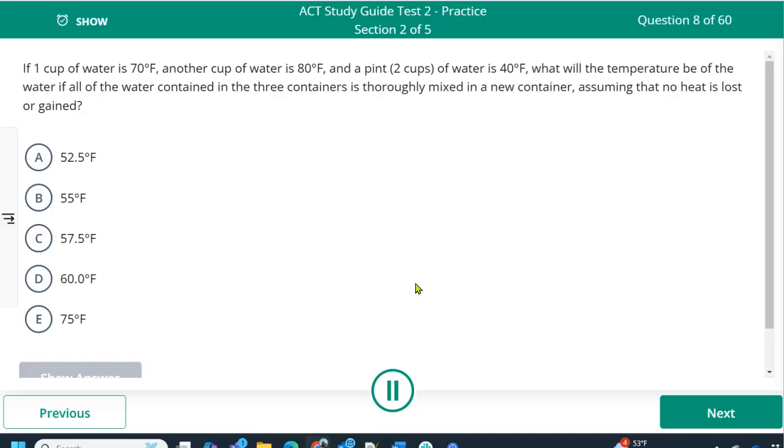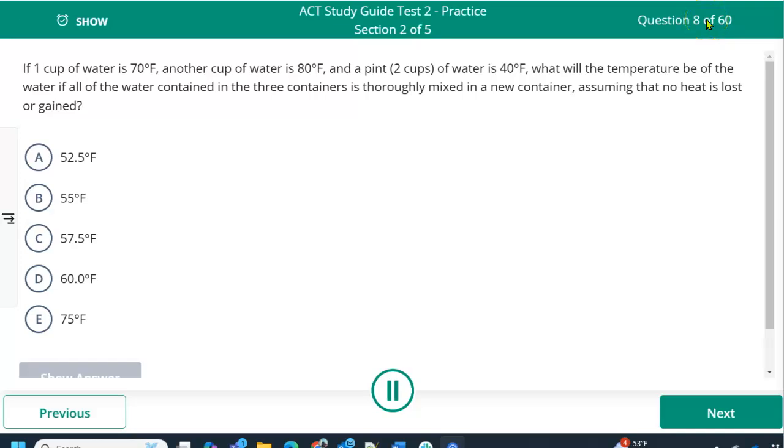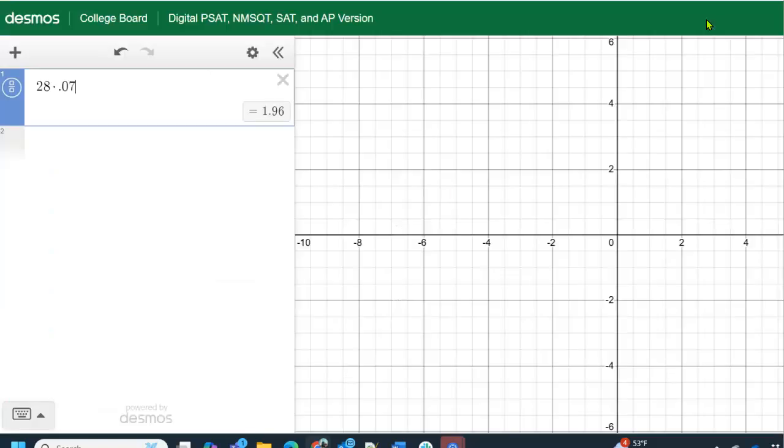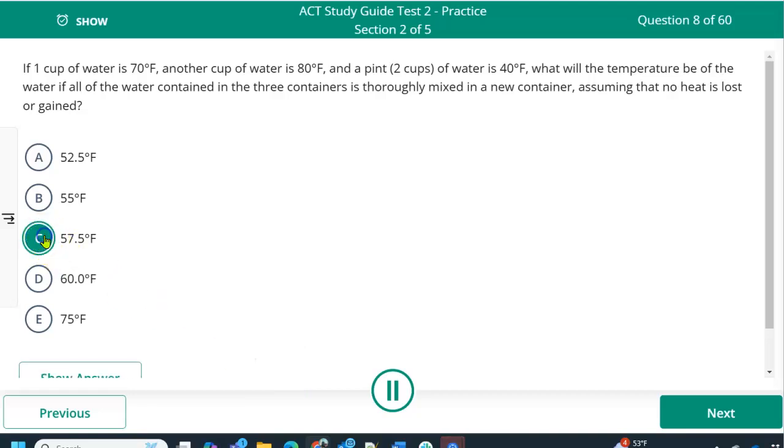So we have 1 cup at 70, we have 1 cup at 80, and we have 2 at 40. So what we have there as a total is 70 plus 80 plus another 80, which is 160, plus 70 is 230, and divide it by 4. Now 230 divided by 4, I would rather do this with a calculator if possible. 230 divided by 4, whoa, come on. 230 divided by 4 is 57.5. All right, let's flip back and select 57.5.